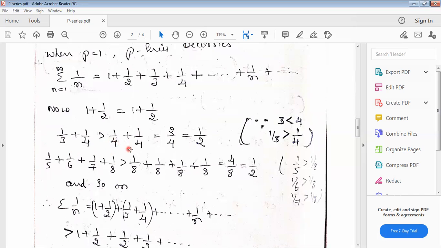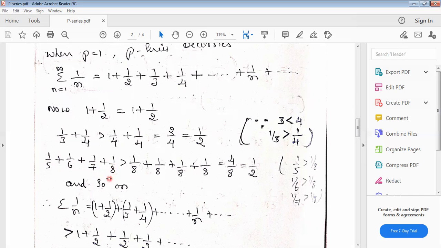See, since 3 is less than 4, 1 by 3 is greater than 1 by 4. Add 1 by 4 to both sides of the inequality. We get 1 by 3 plus 1 by 4 is greater than 1 by 4 plus 1 by 4. Now, the sum in the RHS is nothing but 2 times 1 by 4, and it is 1 by 2. Next, consider the sum of the next 4 terms, starting from 1 by 5 up to 1 by 8: 1 by 5 plus 1 by 6 plus 1 by 7 plus 1 by 8.